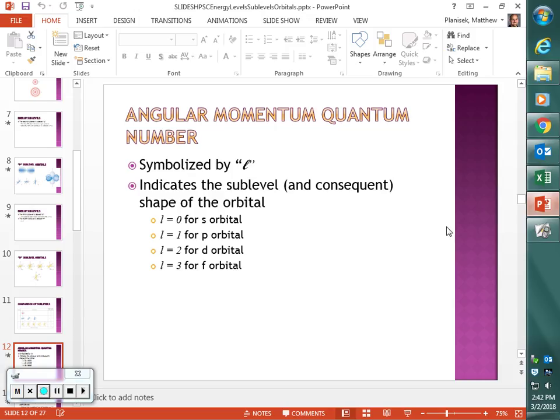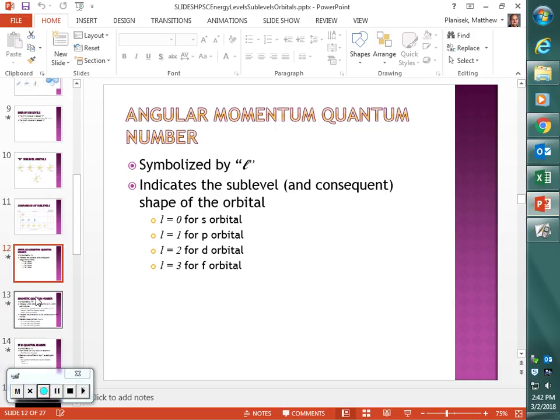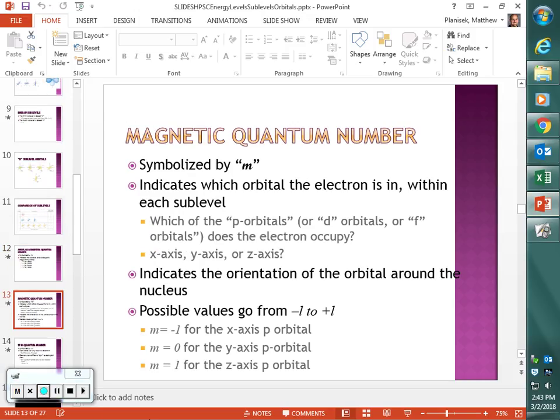Magnetic quantum number. So if you go to the top of page 3, told you you're going to have to write 4 numbers. Well, that was the very first thing we wrote down, right? Quantum numbers. How many quantum numbers are there? 4. All right. So the magnetic quantum number, we use the lowercase letter m to represent it.